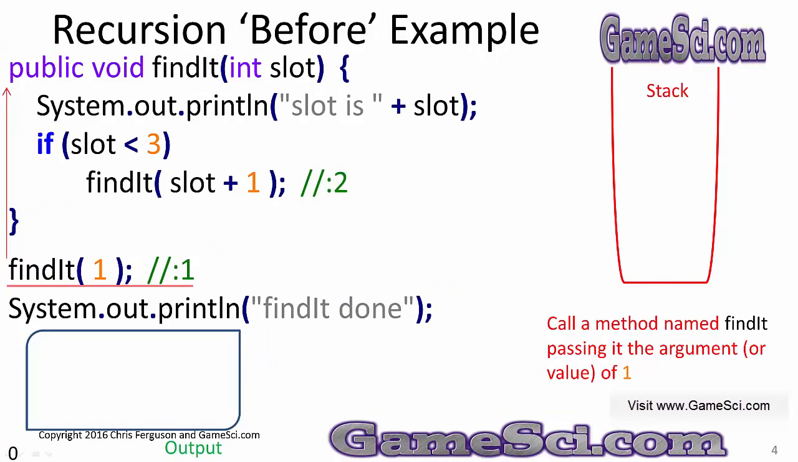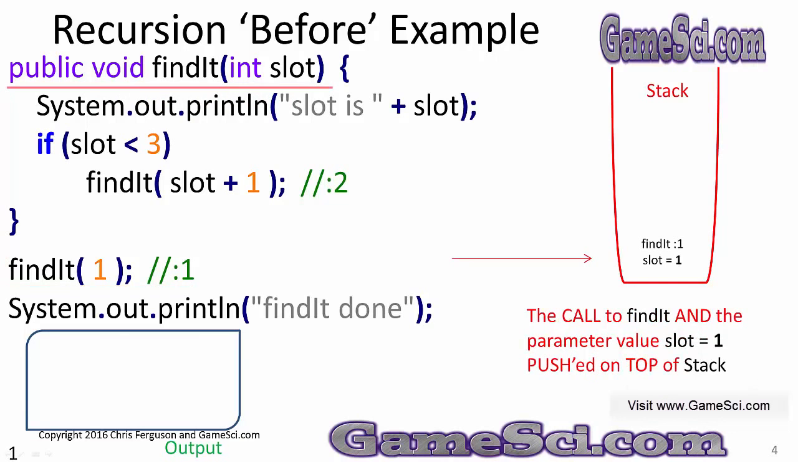Here we have it. Again, a stack is going to be very important for keeping track of what's happening and how many times findIt gets called. We're going to call a method named findIt, passing it the argument, our value of 1. You can see it clearly here on this line right there. We're going to pass findIt an argument of 1. So this is going to cause the code to jump up and execute the method findIt over here.